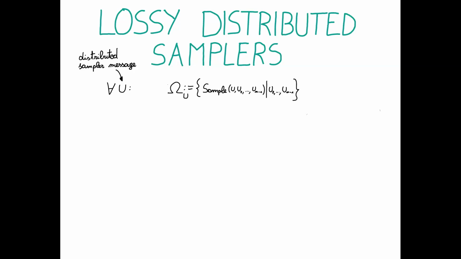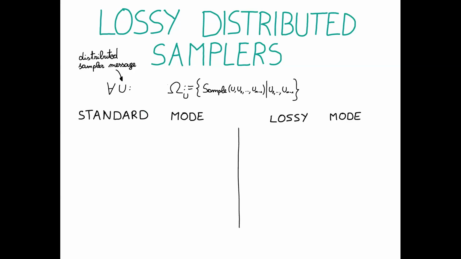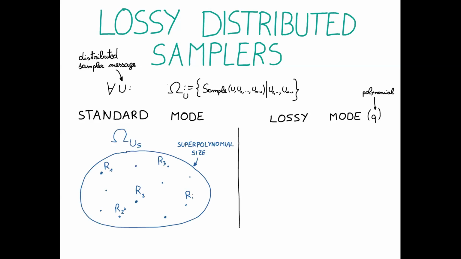Okay, so the lossy distributed sampler has two modes of operation. The first one is called the standard mode. The other one is called the lossy mode, and the lossy mode is parameterized by some polynomial Q. When the message U is generated in standard mode, the set omega of U will be big. It will have super polynomial size. When instead U is generated in lossy mode, the set omega of U will be small. It will be polynomial, and in particular, smaller than Q, the parameter of the lossy mode.